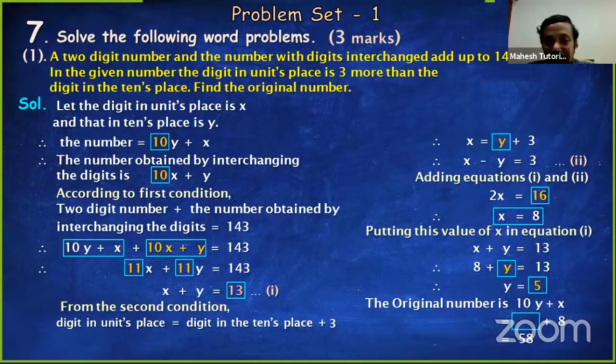The original number that was 10y plus x. Keeping 10 as it is, students, y. What is the value of y that we have got? 5. तो उसके जगह पे 5 लिखा. Now tell me students, 10 5s are how much? 50. Plus as it is x का value they have already written it down as 8. So now tell me students, 50 plus 8 will give us how much? 58. So the original two-digit number which the question here is dealing with is nothing but 58.